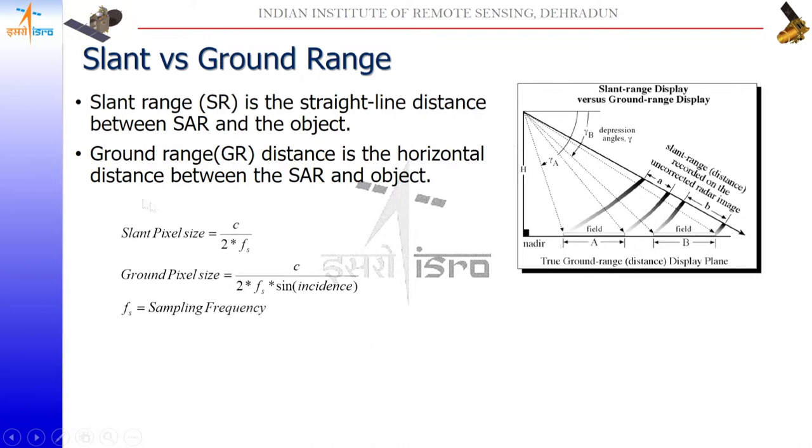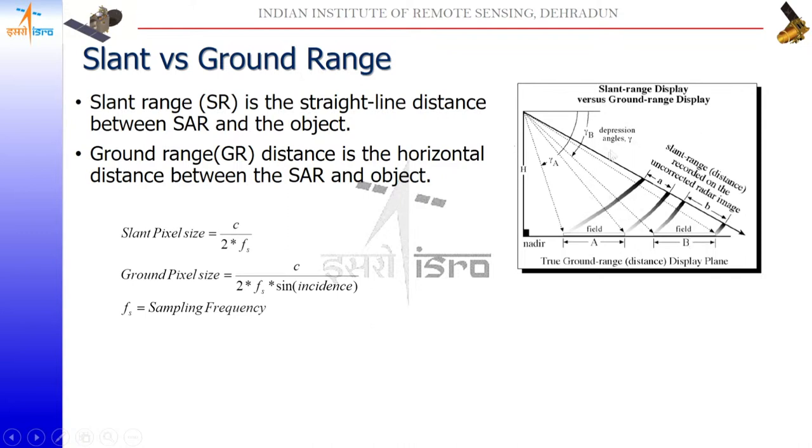Now what is the ground range? Ground range is the horizontal distance between SAR and object. So that is the horizontal distance from the nadir to this one. So this is the ground range. So what we have to do, we have to project this slant range into this ground range. Okay, because actually all the processing in the SLC data we will do in the slant plane.